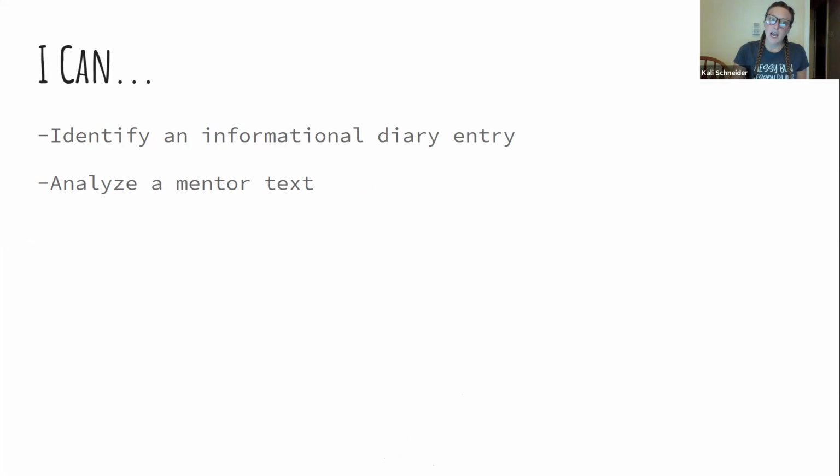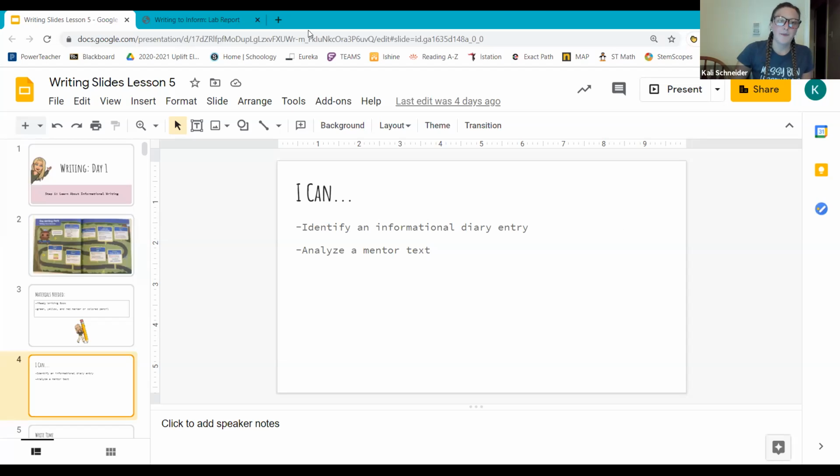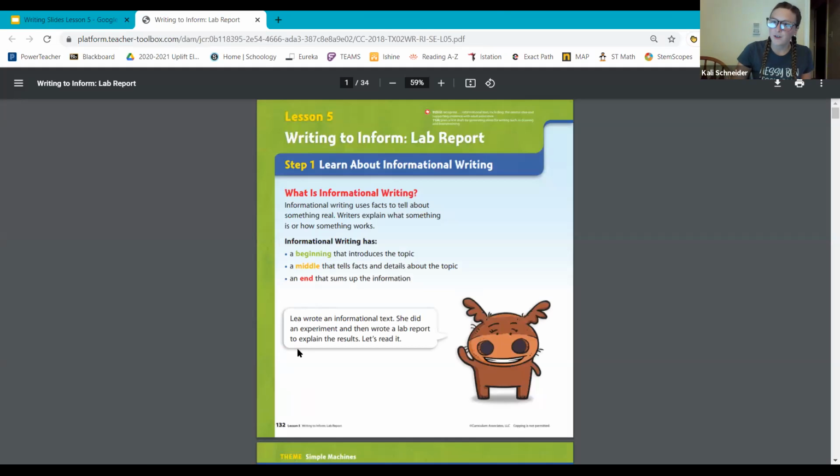Our objectives for today are I can identify an informational diary entry and I can analyze a mentor text. So today we are going to be on page number 132 in our iReady book, or if it's attached to Schoology, you can follow along there. Lesson 5. So today you're going to continue learning about informational writing, and we will read a mentor text that you can use as a model for writing.